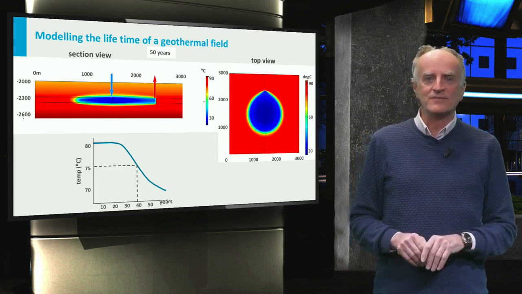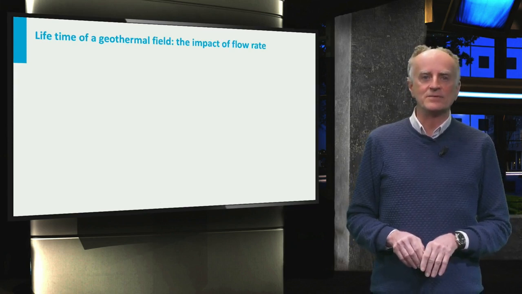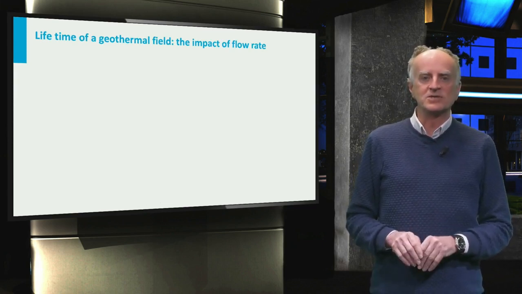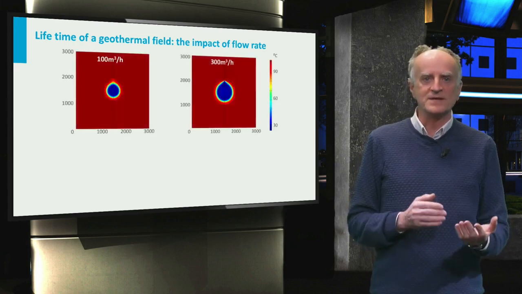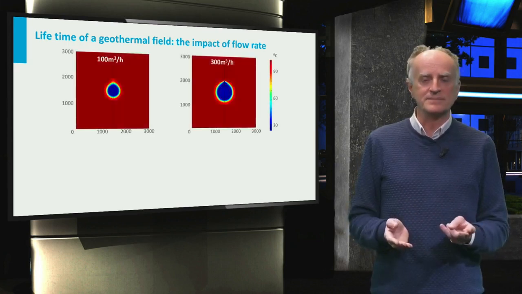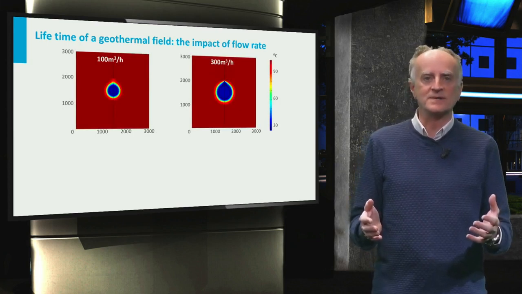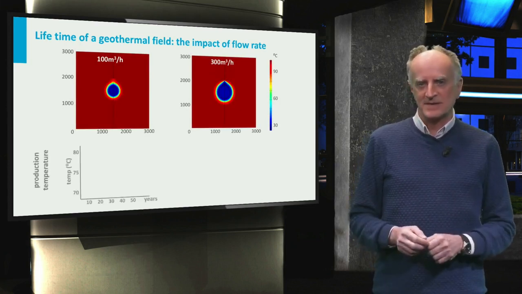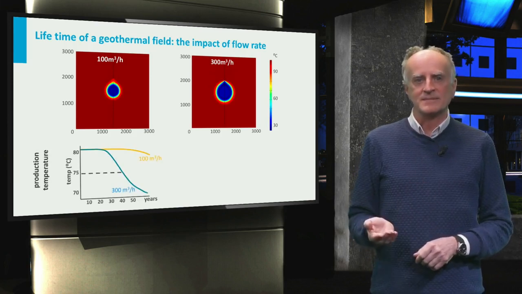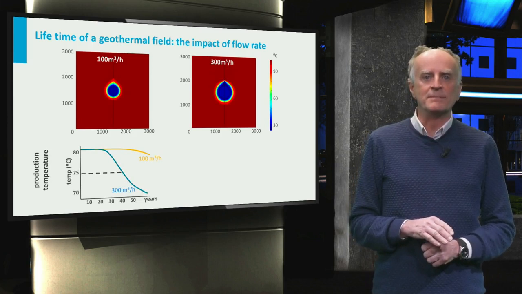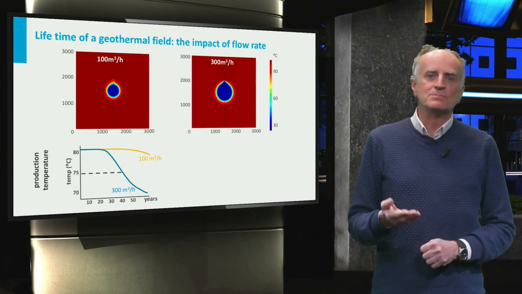As we've mentioned, flow rate is a key parameter in low temperature geothermal systems. The two maps show the position of the cold water front after 20 years for two different flow rates. The cool volume is clearly larger in the case of high flow rate. This translates into different lifetimes, around 37 years in the case of 300 cubic meters per hour, and much longer for lower flow rate.